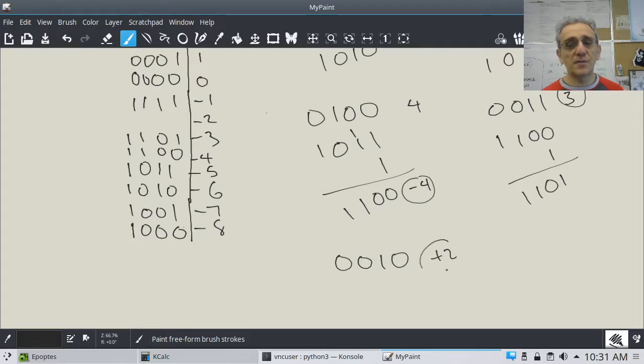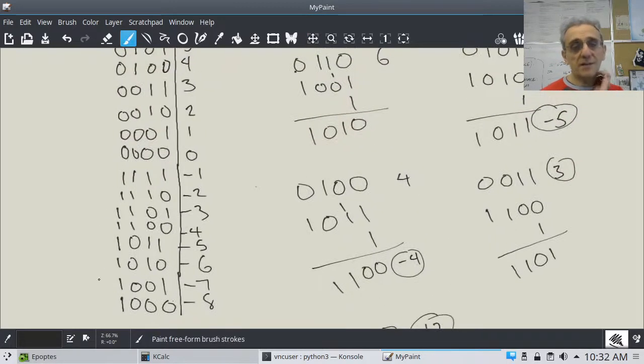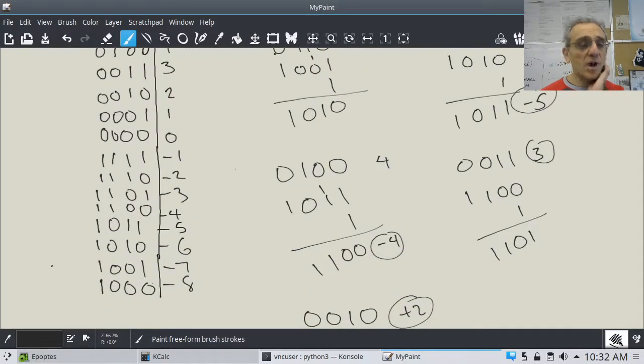That's positive 2. Flip the bits, 1101, add 1, and we're going to get 2. Carry the 1, and then 1, 1. And so therefore, it's 1110. And so there is our 4-bit 2's complement. So that's a 4-bit sign system.